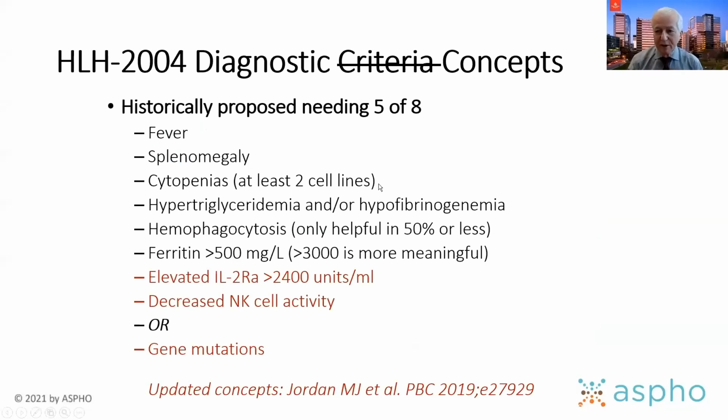Historically, there were 8 criteria that were used within the Histiocyte Society studies for HLH treatment to categorize patients who were eligible for this protocol. And they included fever, splenomegaly, cytopenias of 2 lines, hypertriglyceridemia or hypofibrinogenemia, hemophagocytosis, which is not all that helpful, an elevated ferritin, which has a rather low set point here. We find something higher is more meaningful, like over 3,000. Elevated interleukin-2 receptor levels and decreased NK cell activity.